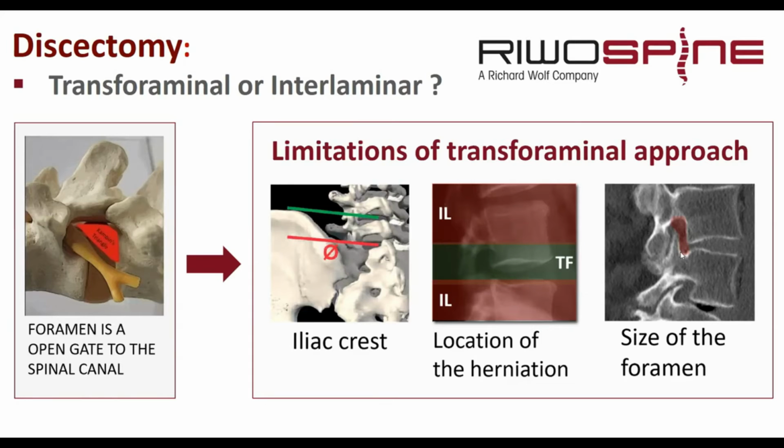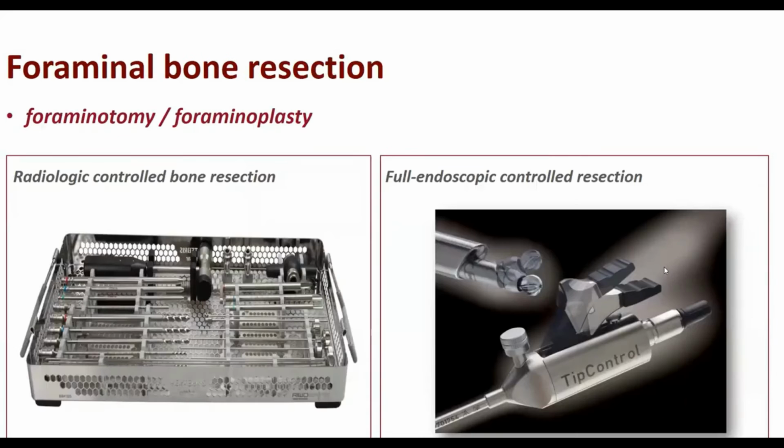The third criterion for us is the foraminal size. If the foraminal size is narrow due to hypertrophy of the facet joint or short pedicles, then it's not easy to pass through the foramen with the instruments and do the discectomy inside the spinal canal. Then, again, we prefer the interlaminar approach. I will come to this topic later. But the other option is to go back to the junction of the pedicle and the facet joint, resect some part of the facet joint, and then create better access to the spinal canal. Okay, to do foraminal bone resection, what are the options in our hands?